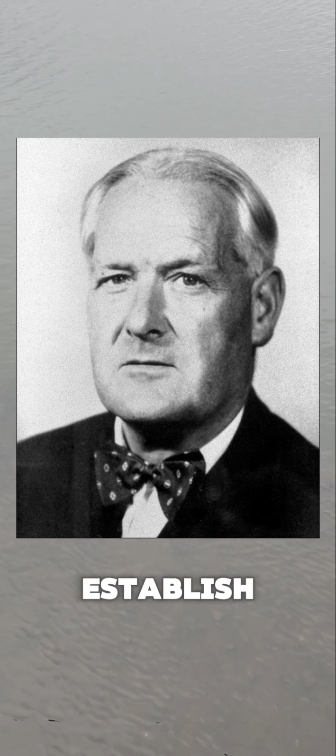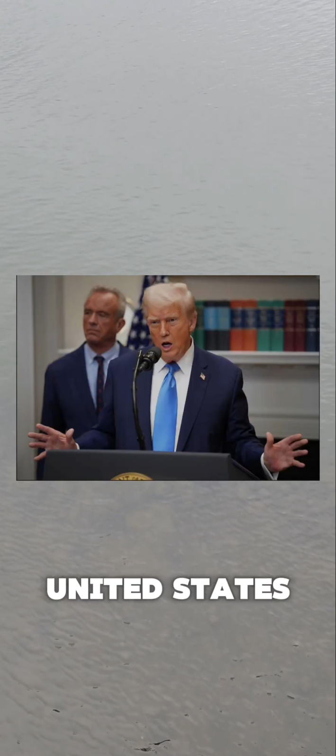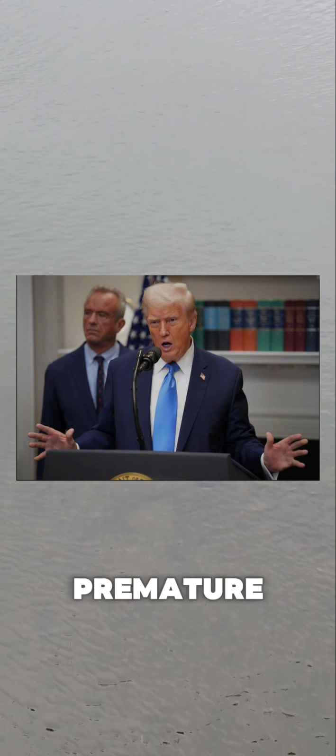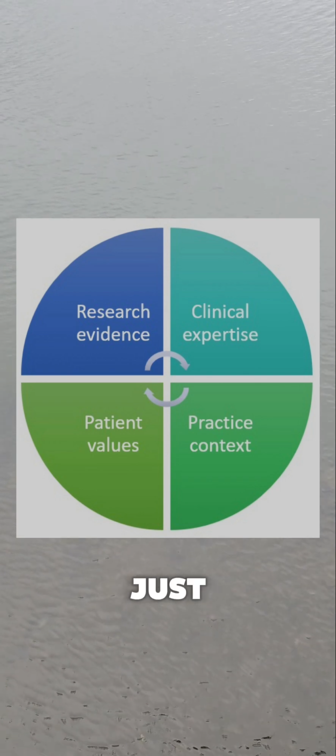So if we want to apply Hill's criteria to establish causality for an association that we found between an exposure and outcome, we'll have to think about all this. I use this example of paracetamol and autism, but this is very controversial. The directive that was made by the President of the United States was very premature, and this was a very poor example of evidence-based practice and policy that has just occurred.